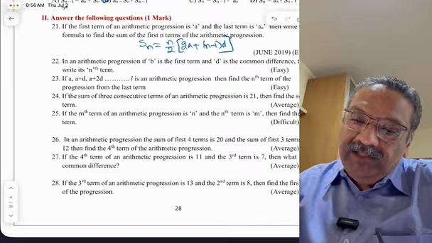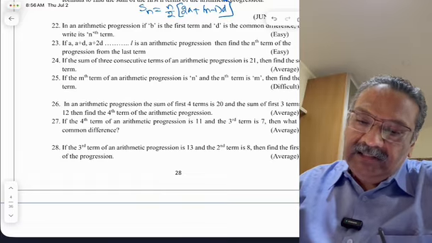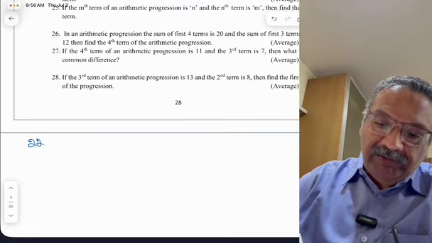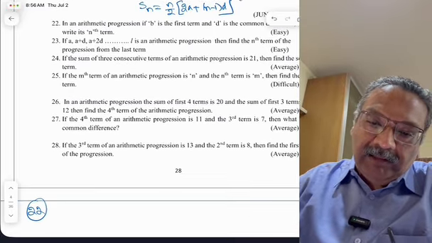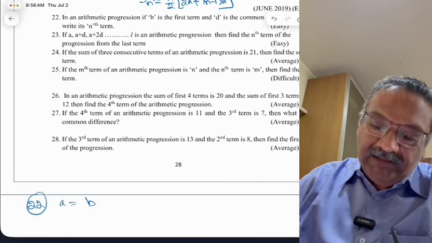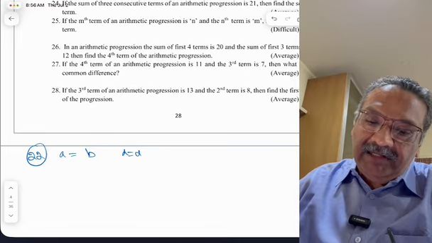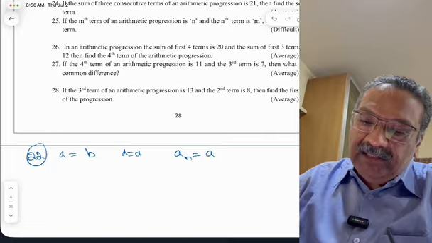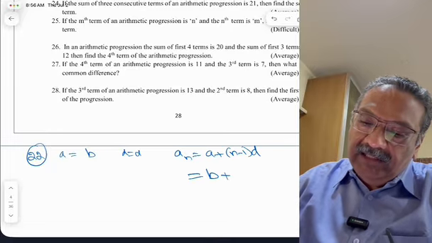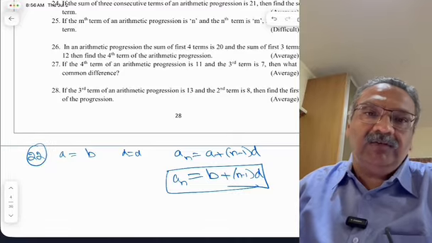22nd question. In an AP, if B is the first term and D is the common difference, then write its nth term. What is there in question number 22? In an AP, B is the first term, that is A is nothing but B, and D is the common difference. Then write its nth term. Normal formula is An is equal to first term plus n minus 1 D, but they have given A as B and D is D. So here the nth term will be B plus n minus 1 into D.